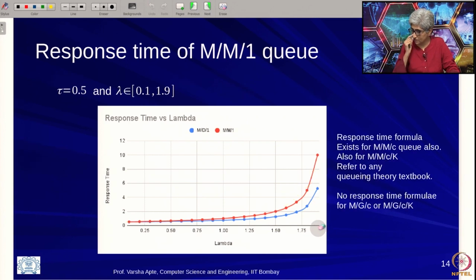Now, this response time formula is also available for M/M/C/Q and M/M/C/K. We are not going to talk about this in this course, but you can refer to any queuing systems textbook, and you can find these two formulae. But for M/G/C and M/G/C/K, there is no formula; it is just not solved. You can get approximate answers, but you do not get exact answers. Okay, so that was about the response time.